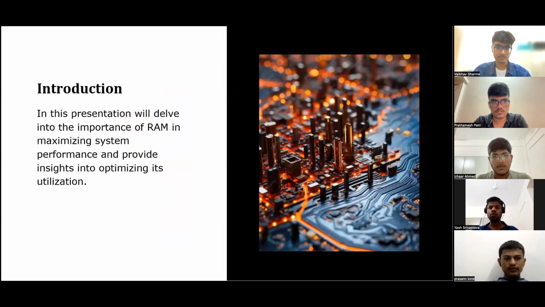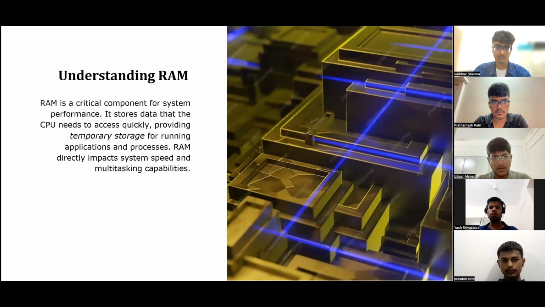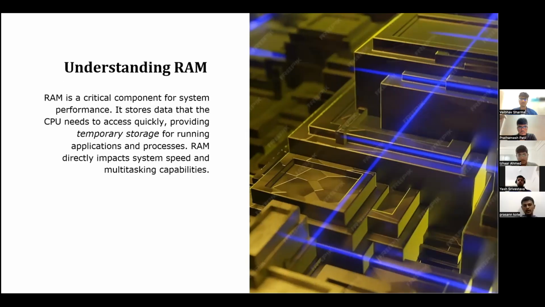In this presentation, we will delve into the importance of RAM in maximizing system performance and provide insights into optimizing its utilization. To understand RAM, it stores data that the CPU needs to access quickly, providing temporary storage for running applications and processes. RAM directly impacts system speed and multitasking capabilities.